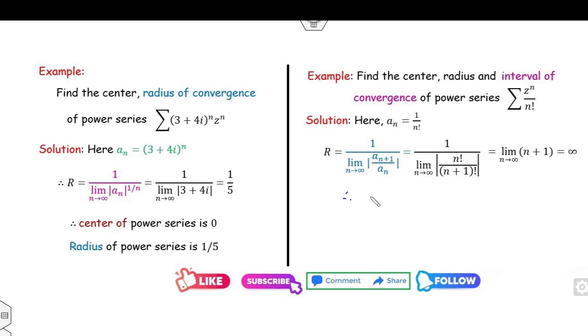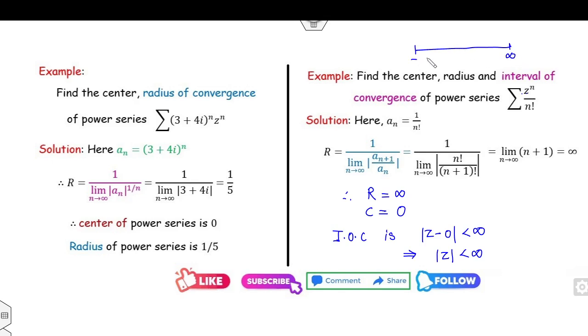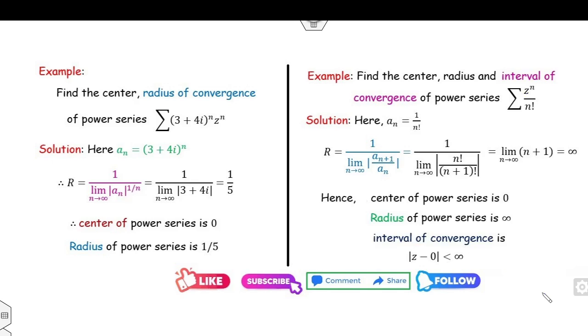So therefore, the radius of convergence is infinity because the coefficient of z is 1, center is my 0, and interval of convergence is |z − c| less than R. What does it mean? Mod of z is less than infinity. If you look at this case, what is the meaning of that? That is minus infinity less than |z| less than infinity. That means the complete complex plane. That means the interval of convergence is my complete complex plane.